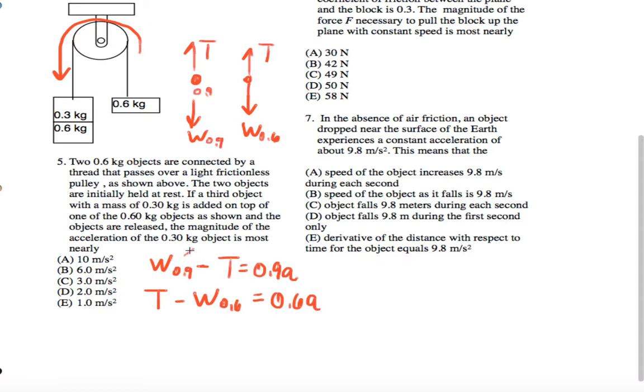Now, when we plug in the numbers here, this is going to work out to be 0.9 times 10, which is 9 newtons. This will be 0.6 times 10, which is 6 newtons. So we're going to end up getting 9 minus T equals 0.9 times a. And T minus 6 equals 0.6a. We can actually add these two equations together, and when we do that, we're going to end up getting an acceleration of 2 meters per second squared. I'm going to let you work out the algebra on that.